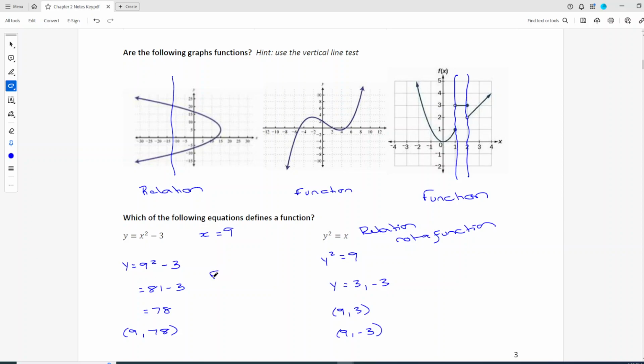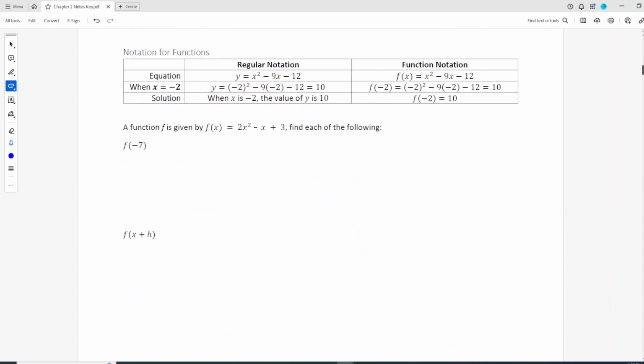Whereas this one would be a function. So again, like I said, who cares? Well, math cares. Math people are lazy. They want to write things in the easiest way possible. And by changing our y into an f of x, which is called function notation, it allows us to be lazy. It allows us to give you a question where it says, hey, f of x is this.